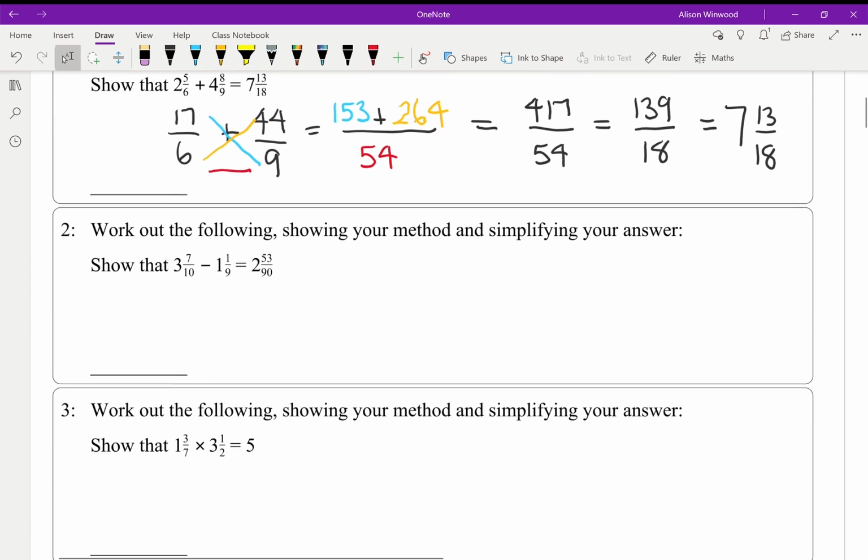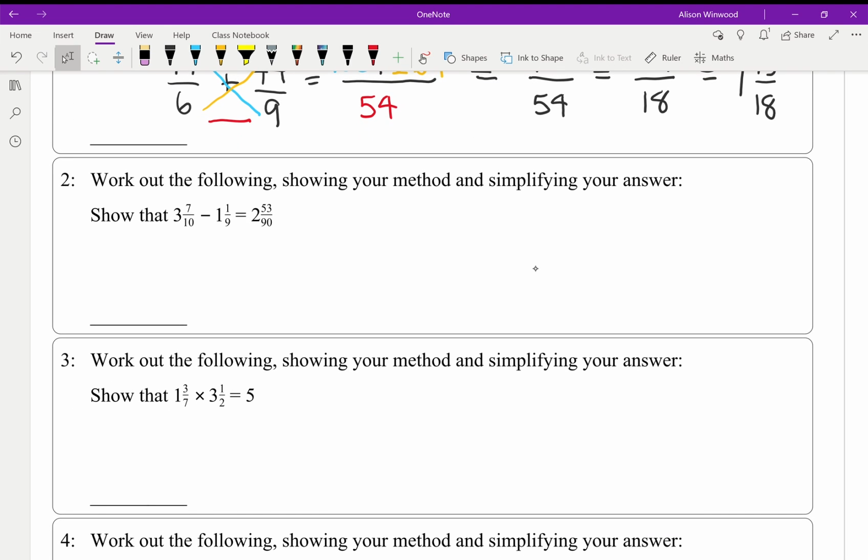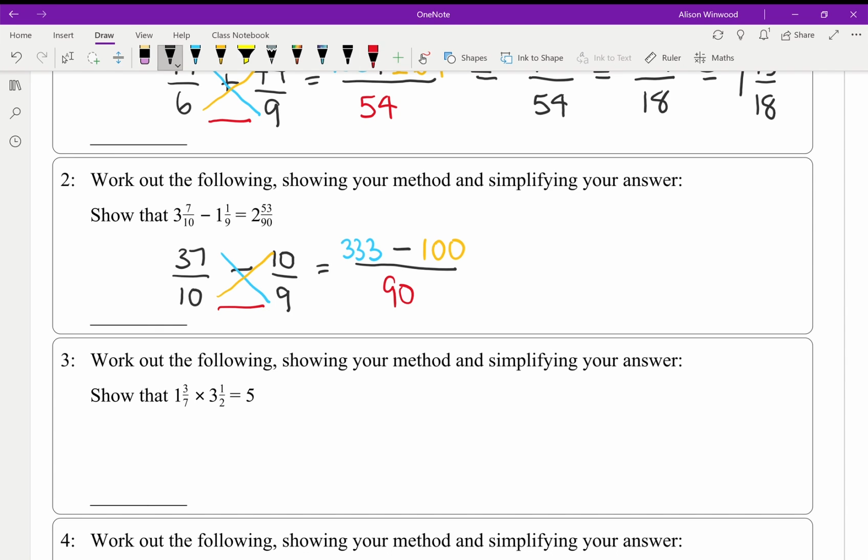So same with subtraction. 3 and 7/10 is 37 over 10. 1 and 1/9 is 10 over 9. Cross multiply. Cross multiply. Straight multiply. Do the subtraction and convert to a mixed fraction.